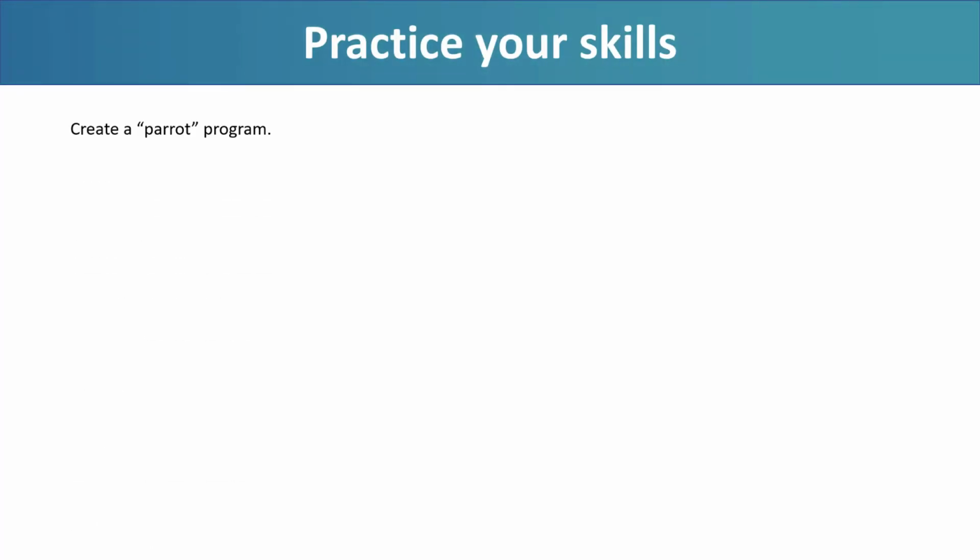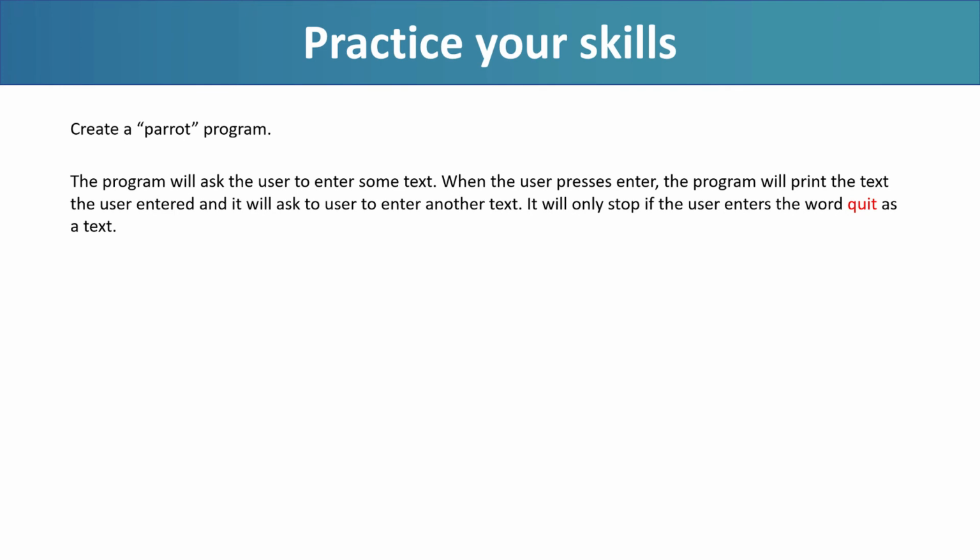Let's create a parrot program. The program will ask the user to enter some text. When the user presses enter, the program will print the message the user entered and it will ask the user to enter another text. It will only stop if the user enters the word quit as a text. We are going to use the while loop for this and the input command to get the user input. Please pause the video now and try to solve this exercise on your own.